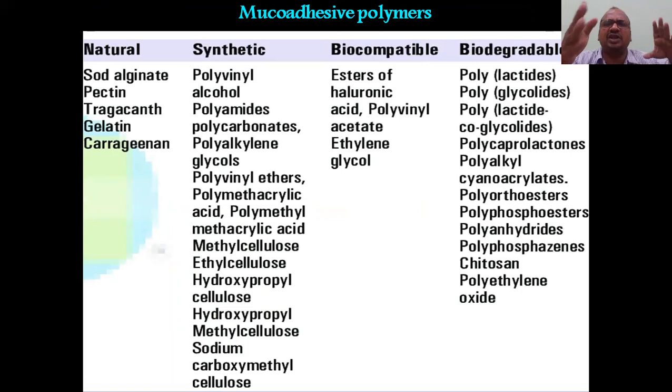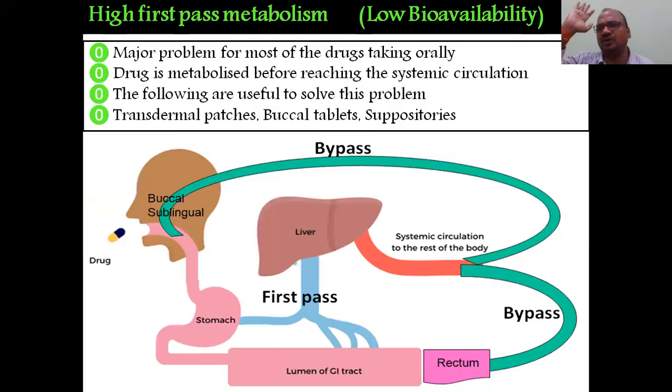There are a number of polymers: biodegradable, biocompatible, synthetic, natural polymers. See the area: which polymers have already been used, which polymers not used, which drugs already done, which drugs not done, like that. Go through the area extensively.